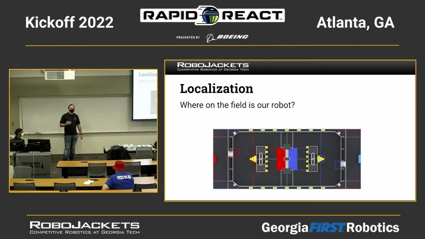Is anyone familiar with what the word localization means? The answers are here on the slide. Where's your robot on the field? Exactly. We're trying to figure out where we are on the field. Why do we care about this? Well, because we want to score points, and we don't want to stay in the same spot. But we can't score points if we don't know where we are. So how do we figure this out? This is the idea of localization. And you can do this on an FRC field, but I also do it in my research when we're doing off-road autonomous driving.